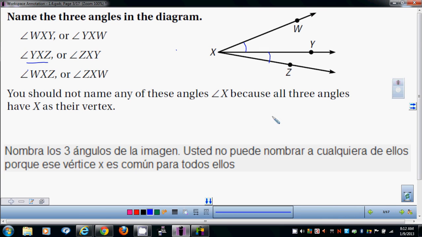And what's the last angle? We just got that one. WXZ. That's the entire angle. So there's WXY, YXZ, and WXZ. Those are the three angles in this picture. Questions about labeling and finding angles?